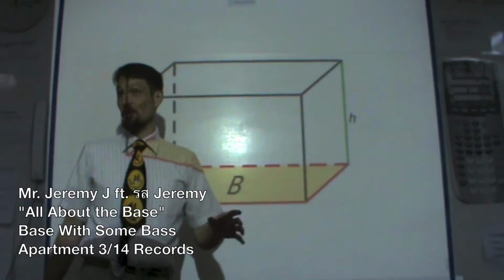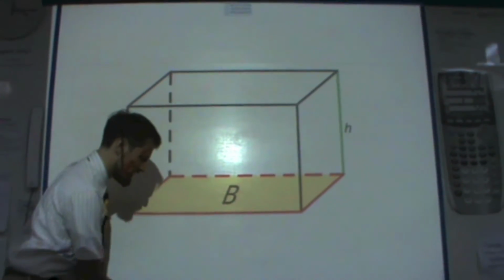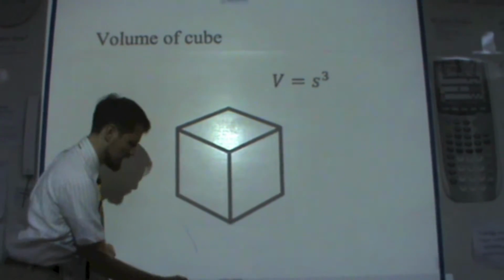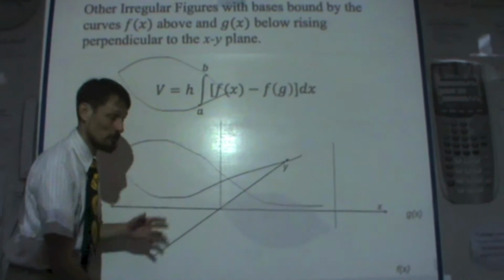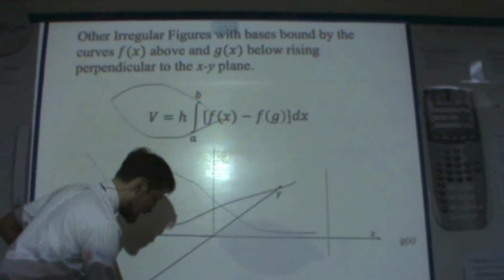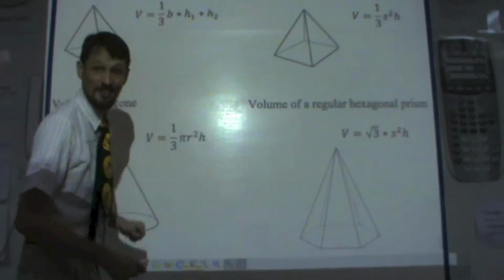Alright class, today we're going to learn about the volumes of solid figures. We've got a formula for a cube, a rectangular prism, a cylinder, a hexagonal prism, other polygonal prisms, and other irregular figures. Then we'll be moving on to the pyramids and cones. You'll need to memorize them for the test.